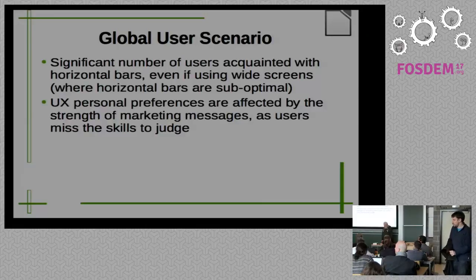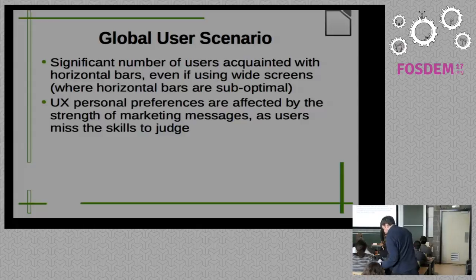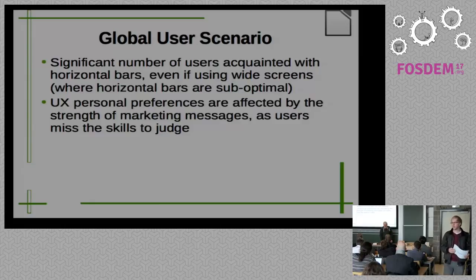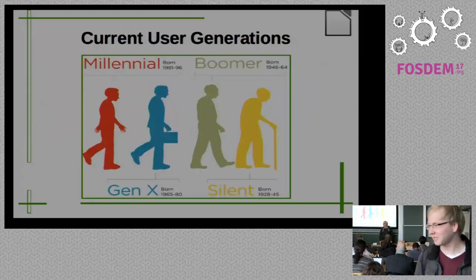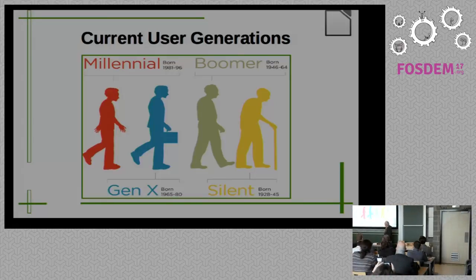So I'm going very quickly through the slides. We have a very complex user scenario at the moment. We go from people that are using laptops to CRTs on old screens to wide screens to mobile screens. And the user interface has to answer everything. And we have different generations. I think they're all in this room. I'm probably the only one here, but all the others are in the other generation.